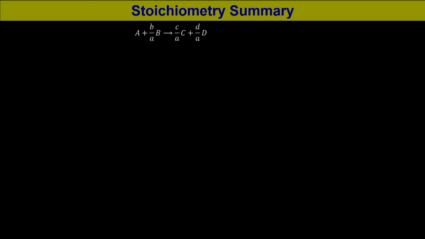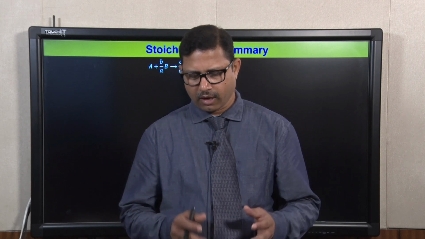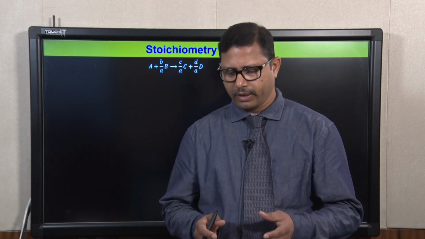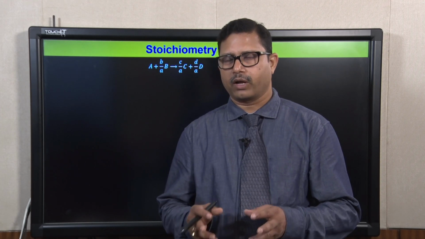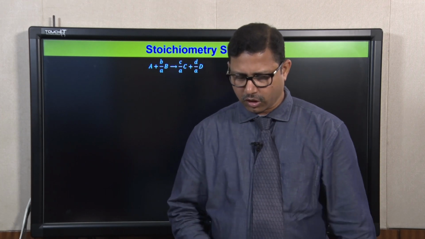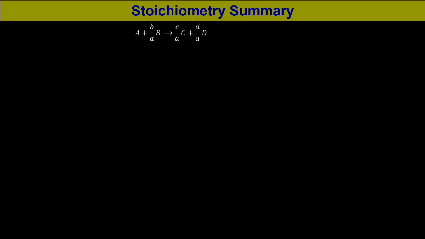Now, let us summarize what we have discussed so far in the stoichiometry. We have considered general relations of components A and B, which react and form products C and D, with stoichiometric coefficient a for component A, b for component B, c for C, and d for D. That means a moles of A react with b moles of B, producing c moles of C and d moles of D.